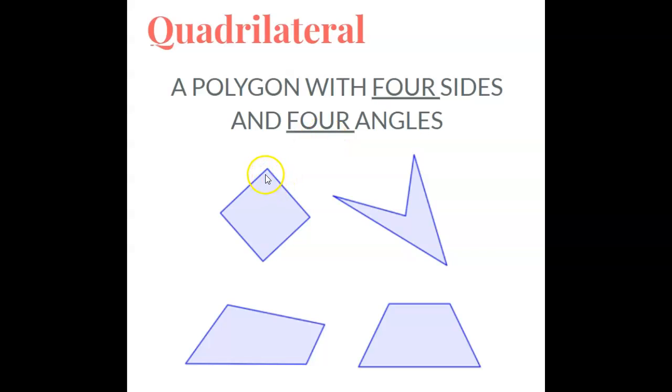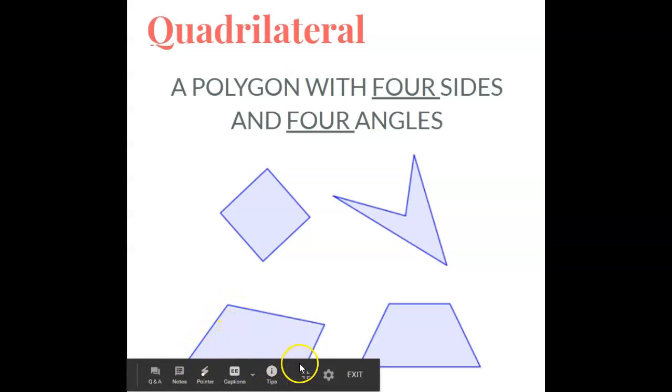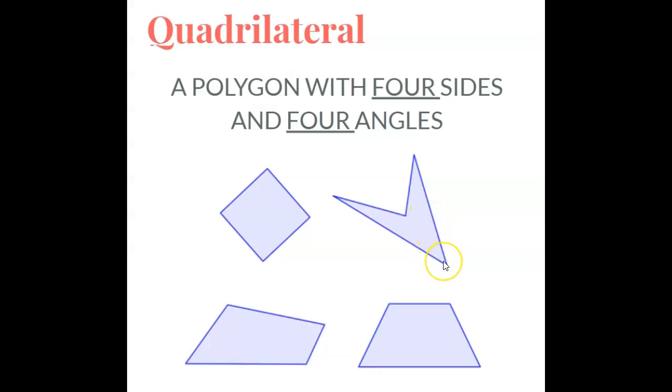And 4 angles. One angle is here because that's where the 2 sides meet. Another angle here for these 2 sides. Another angle, another angle. Okay, 4 angles there. This one's a little trickier because it goes 1, 2, 3, 4.